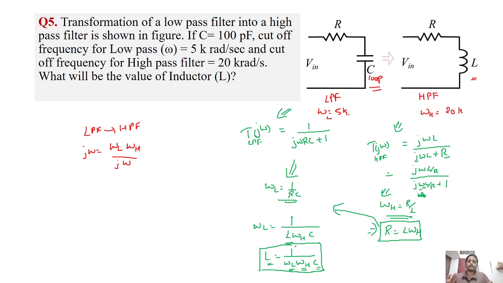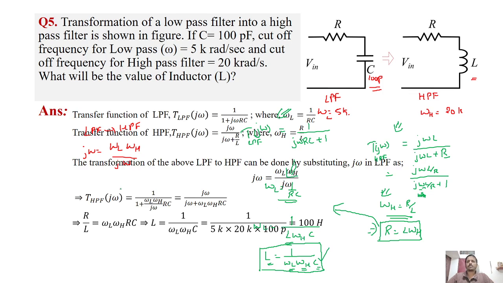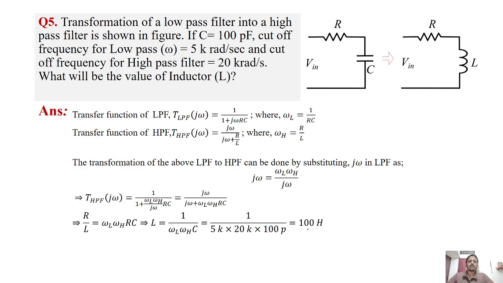That's it. So we know the omega L value as 5k, the omega H value as 20k, and C is given as 100 pico. So just substitute here and we'll get the value of L. On substituting, I will get L equal to 100 Henry. So that is one method to find L.